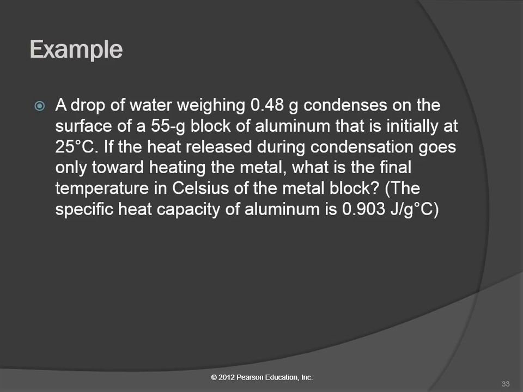Here's another example. This one's a little more complicated. You can tell by all the words. A drop of water weighing 0.48 grams condenses on the surface of a 55-gram block of aluminum that is initially at 25 degrees Celsius. If the heat released during condensation goes only toward heating the metal, what is the final temperature in Celsius of the metal block? The specific heat capacity of aluminum is 0.903 joules per gram degree Celsius.